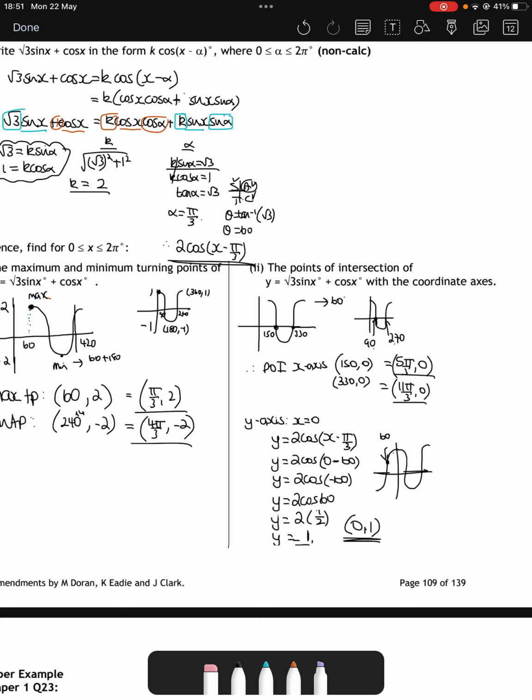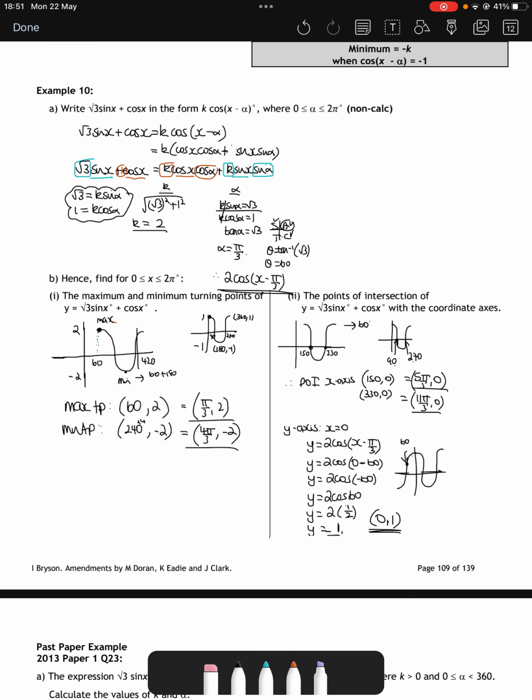So think about the graph, think about what 2 cos of x minus 60 degrees, pi over 3, looks like, and then from that you're figuring out what's basically changed about it. Okay, there is a way you can solve it algebraically, which your teacher will show you, but I think it's much easier just to think about what the graph looks like.